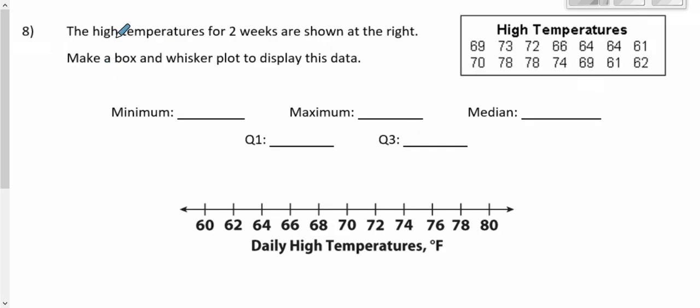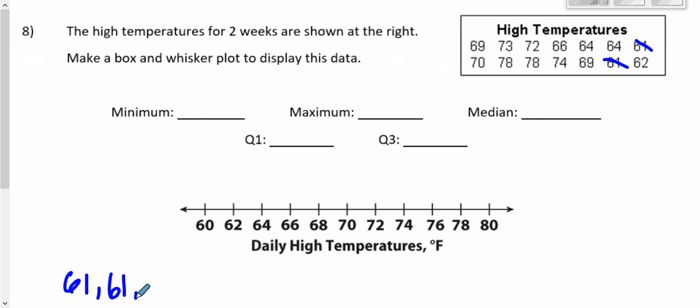Number 8, the high temperatures for 2 weeks are shown to the right. So here we have them right here. Make a box and whiskers plot to display this data. Okay, so first of all, what I need to do before I do anything is list them from least to greatest. And I'm going to do that at the bottom of my screen here. So I'm looking and I see that I have a 61, and that's looking like my lowest. So 61, and I see that I have another 61.